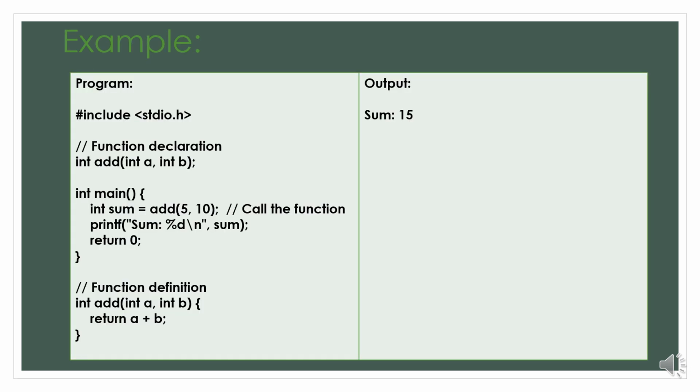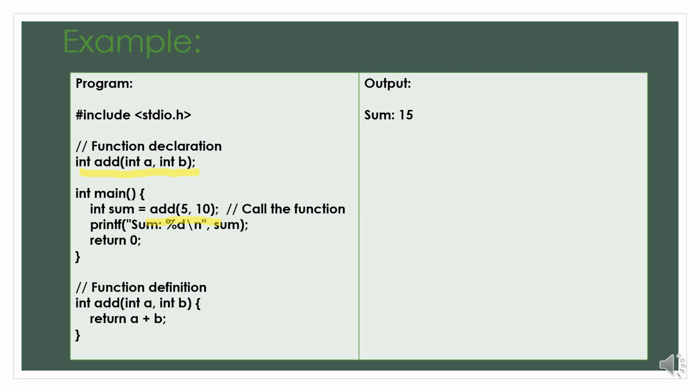This is a simple example for addition of two numbers. I previously explained the same program. So here #include stdio.h. Here int add(int a, int b). So this is the function declaration section. The function is declared in the global declaration section in C programming. Then we write the main function. Here we call the function. Here add(5, 10). That is the function call.